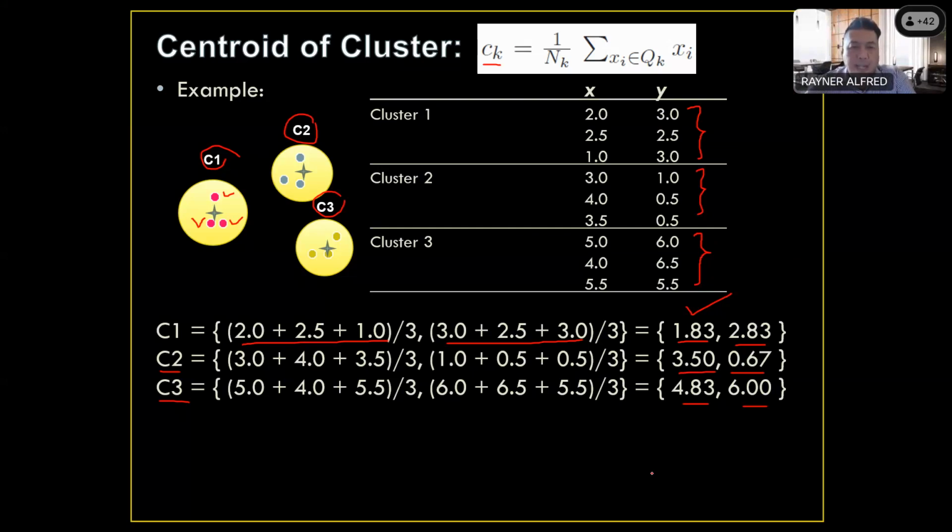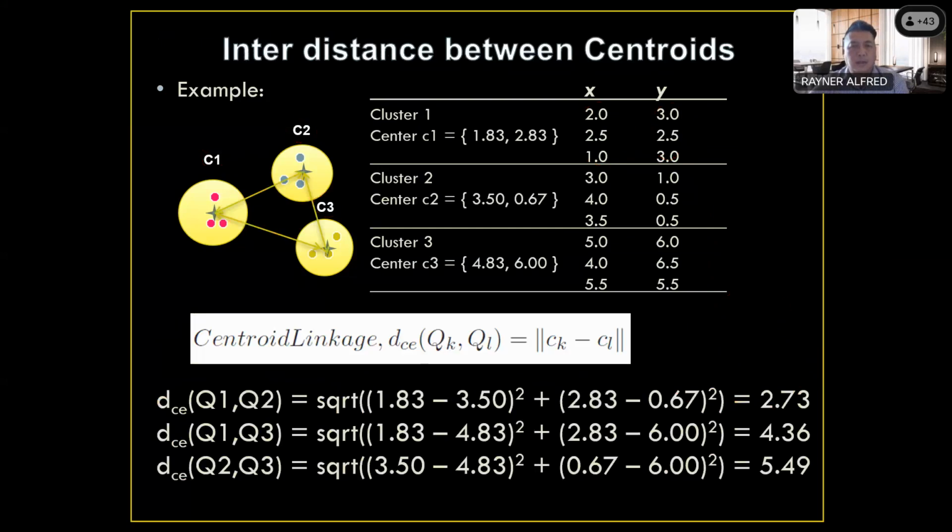Once we find the center of the cluster by taking the average of the values of X and Y, we get these values, so we know where the center is. Next, we want to find the distance between the clusters. So we have the centers, and now we want to find the distance between two clusters.